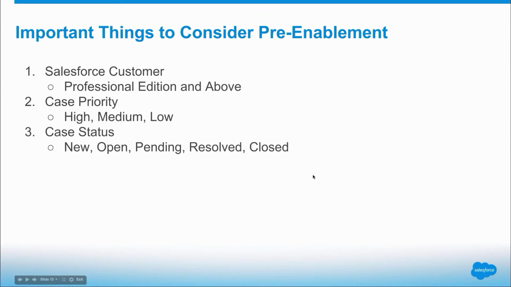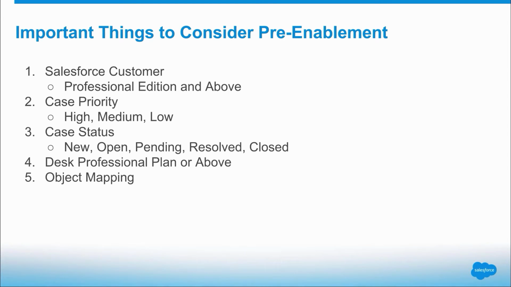Next, from the Desk side, you want to make sure that you are on the Desk.com professional plan or above. If you're one of those administrators that aren't sure what sort of plan you're in, you can log into the admin console in Desk and click on the billing tab that's located in the top right corner, and you'll be able to take a look and see what type of plan you have. You also have the ability to contact our support team at support@desk.com, and we'll be able to provide you with that information as well.